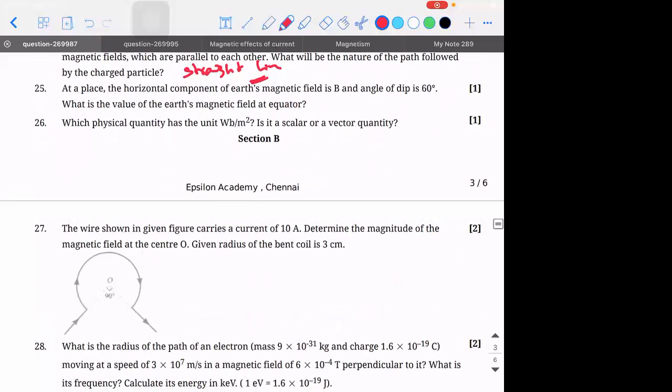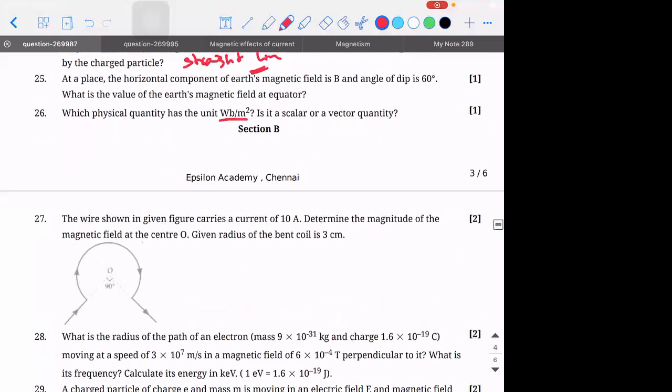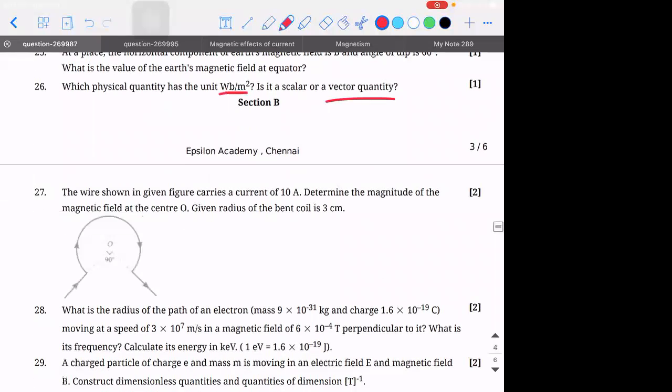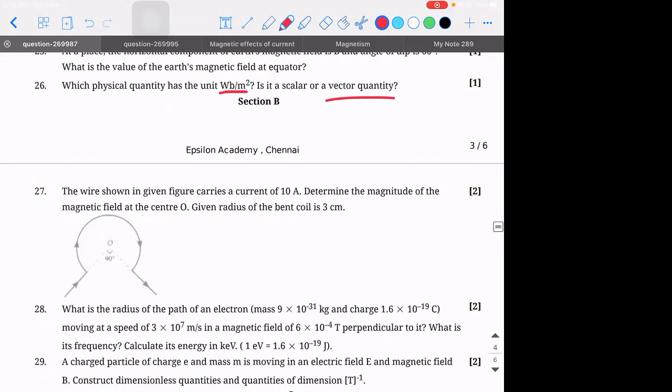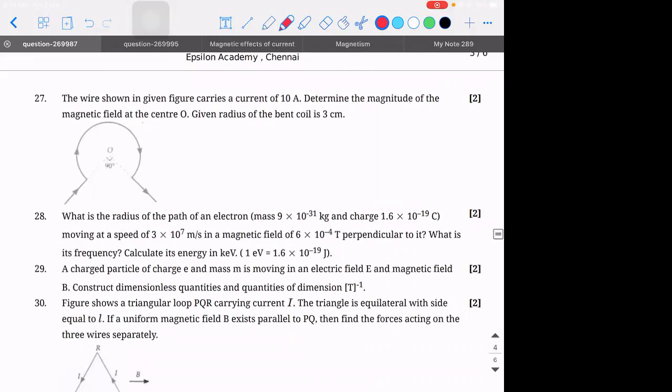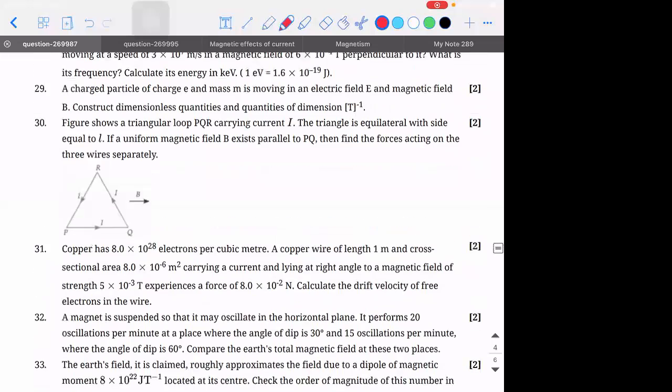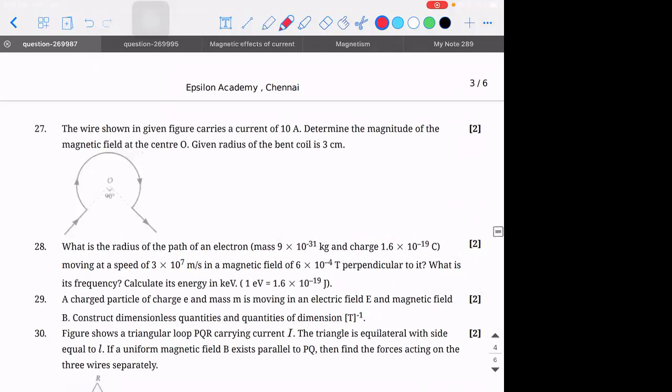Okay. So which physical quantity has a unit Weber per meter square? This also you can say magnetic field. Is it a scalar or a vector quantity? Obviously, it's a vector quantity. Right. We will do two more problems and then we'll move on to the magnetism part. So try this one.